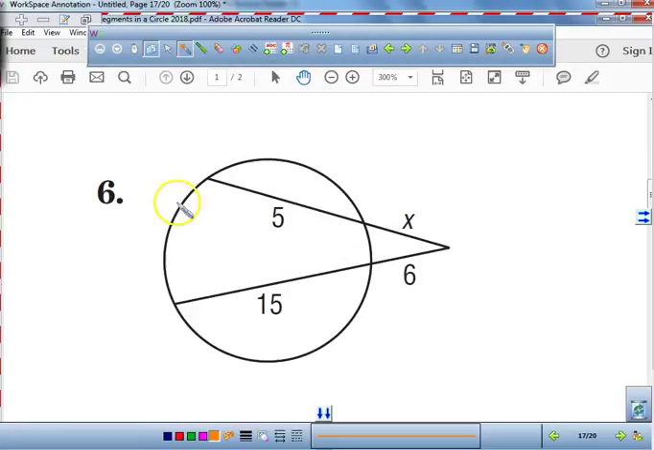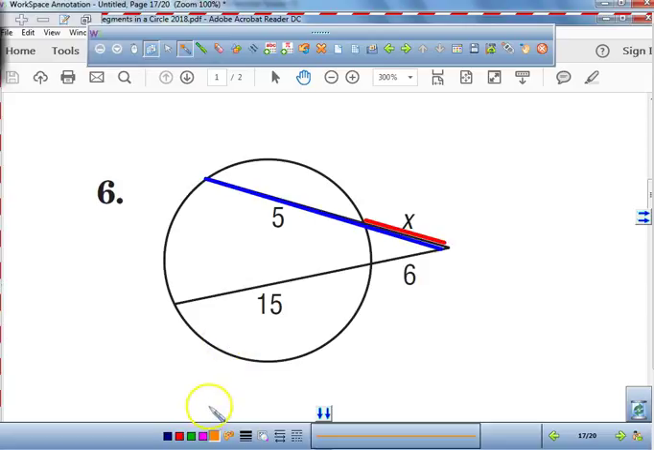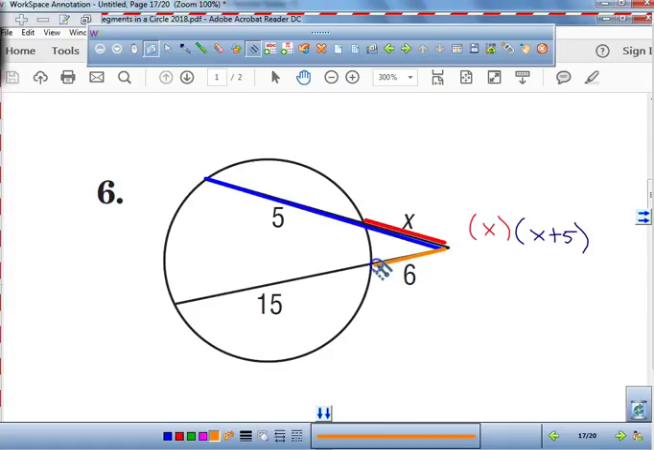All right, number 6. Let's get it set up, and then we'll set up number 9. Here, I'll start with red and blue. Here's the red. Here's the blue. All right, what's the part? Part is x. What's the whole thing? X plus 5. Got the part. Got the whole.